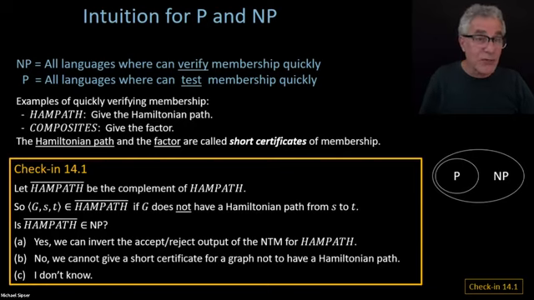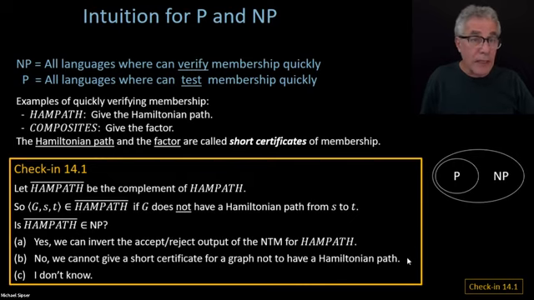Interesting. So the majority is wrong. Well, I don't know, wrong. We don't know. I think the only fair answer to this question is C, because we don't know whether or not we can give short certificates for a graph not to have a Hamiltonian path.